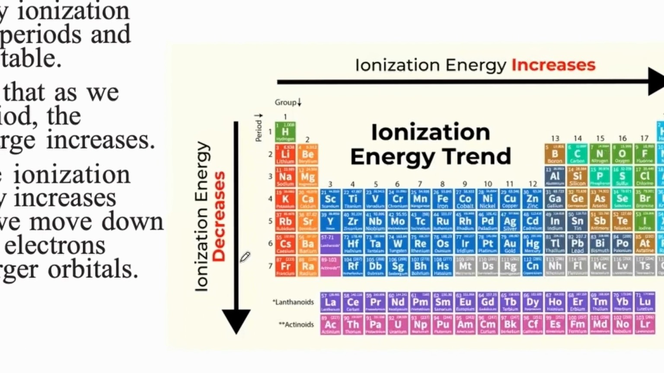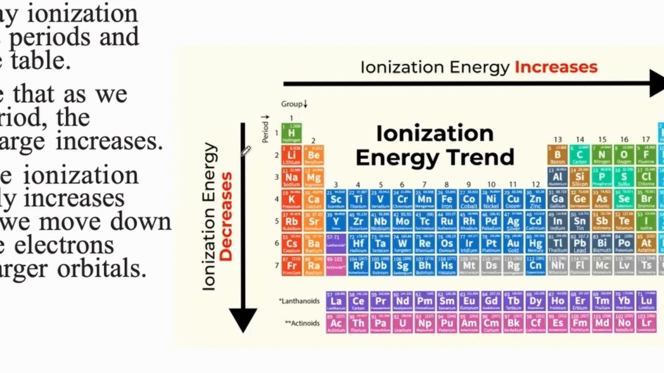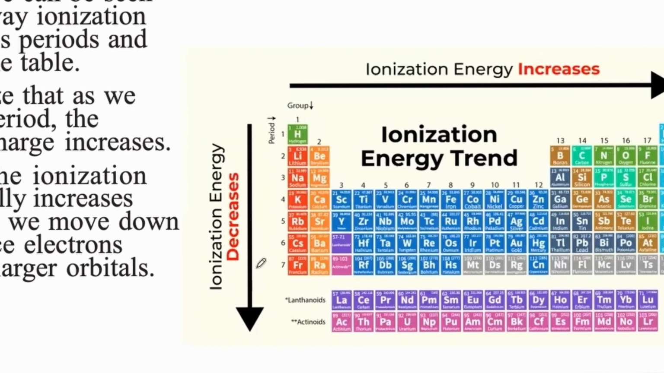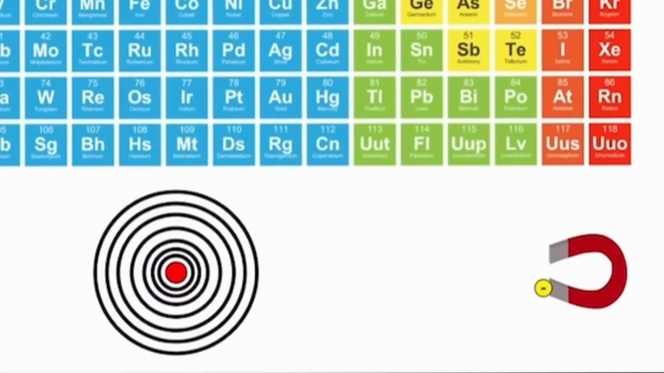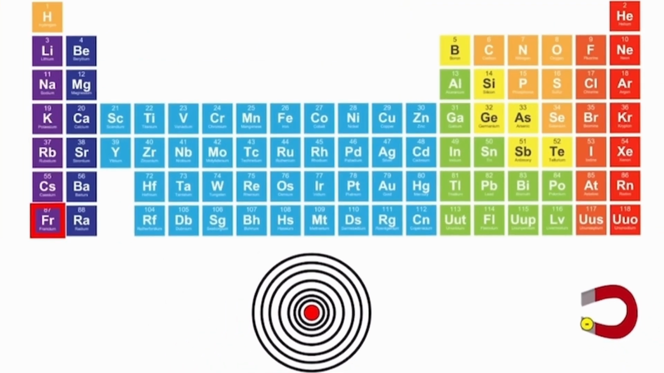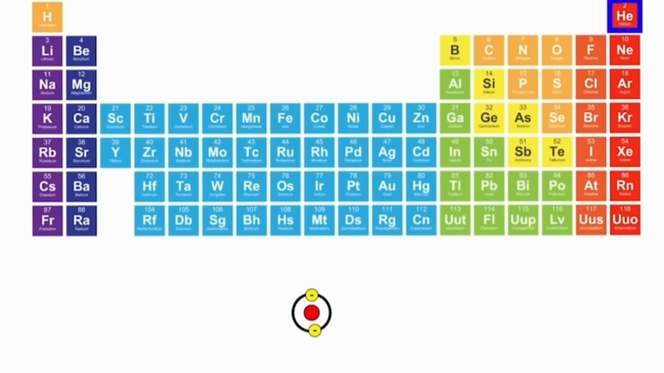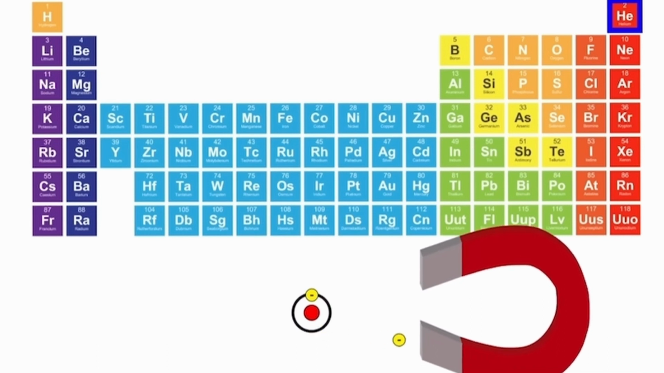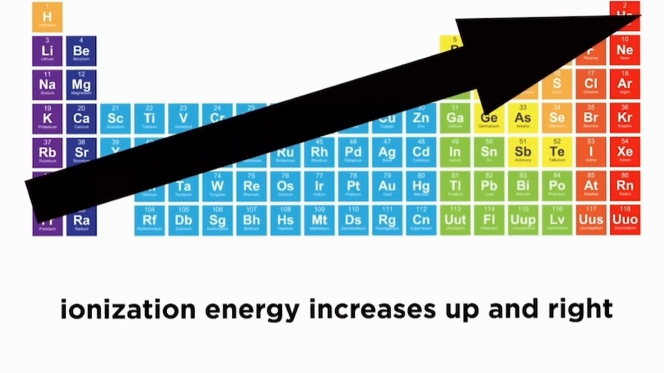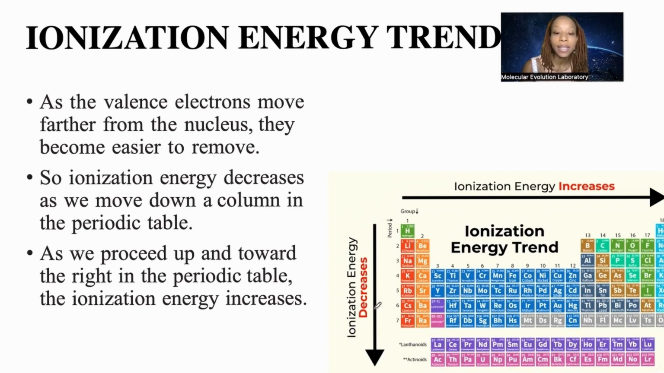But in this direction, there is a decrease in ionization energy. As the valence electrons move further from the nucleus, they become easier to remove. So ionization energy decreases as we move down a column in the periodic table. As we proceed up and towards the right in the periodic table, ionization energy increases. In this case, the valence electrons are closer to the nucleus.